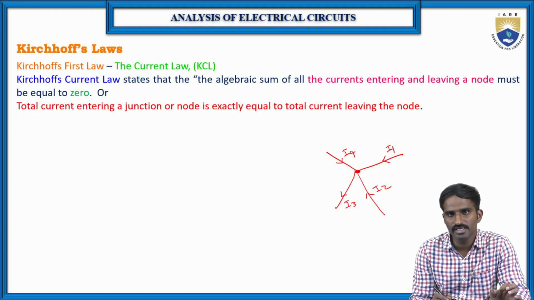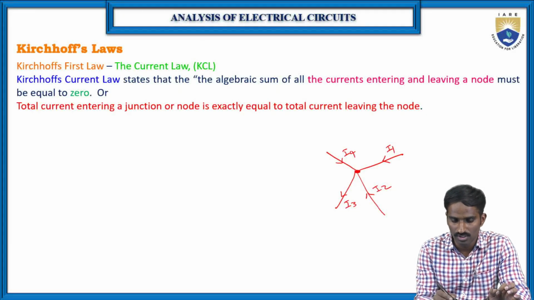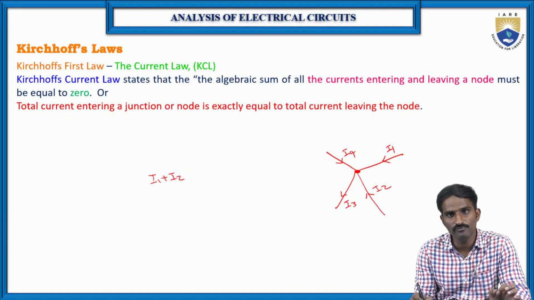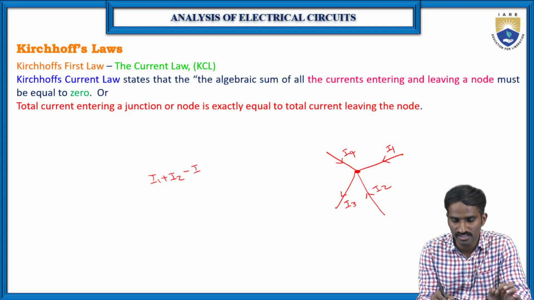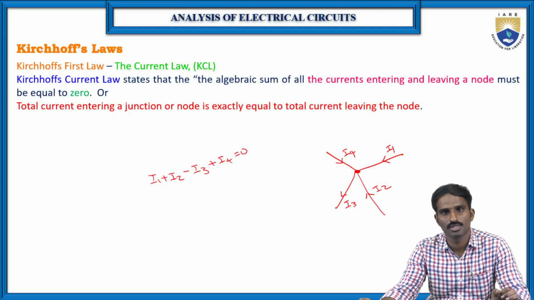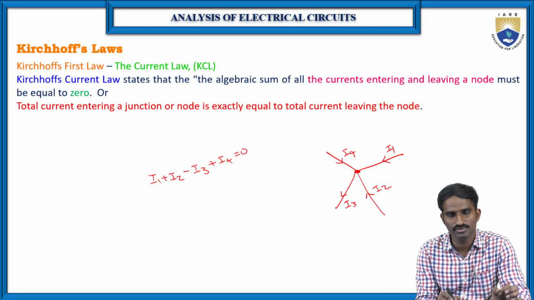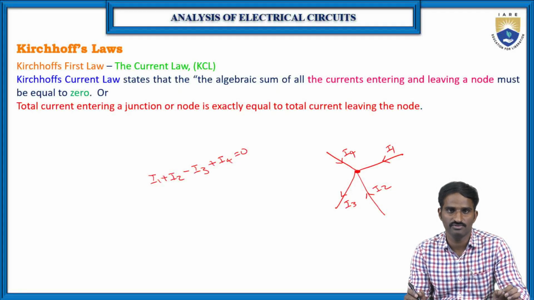So here what are the currents entering the node? Here I1 is current towards the node and I2 is also current towards the node. So I1 plus I2, and I3 is current leaving from the node, so opposite. So that's why here it is minus I3, and again I4 is the current entering towards the node, so plus I4, which is equal to 0. Here, because we are taking the reference direction of the current as the current towards the node, that's why we have given the positive sign for that one.